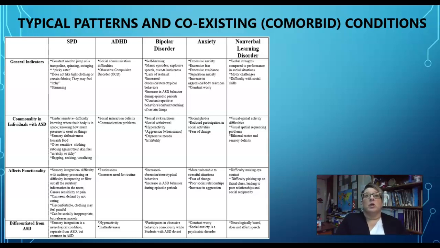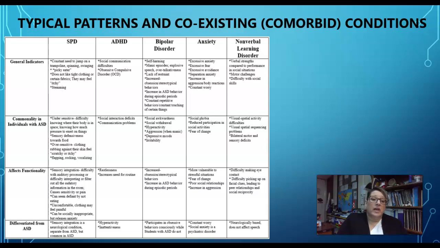Now, some typical patterns and some coexisting conditions that can be seen with autism spectrum disorder, and we do see it as educators, and there are some differences. A common one actually is ADHD, or attention deficit hyperactivity disorder. There's some general indicators. Sometimes we see social communication difficulties. Kids on the spectrum, guess what? Social communication difficulties. Sometimes they both have obsessive compulsive disorder. That is the same for both. However, the things that differentiate from autism spectrum disorder are, when you have ADHD, there's a lot more hyperactivity and a lot more inattentiveness. So there are some differences.